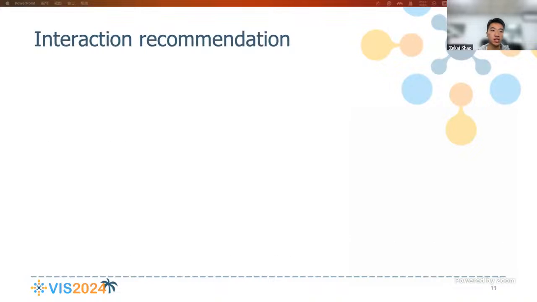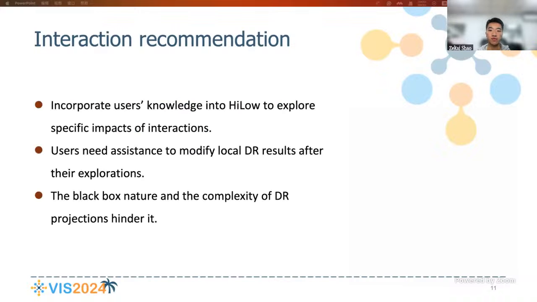So why do we need an interaction recommendation? Because when users explore our VA system, they know what and how distortions are in the projection process. But to further improve the interpretation of the results, users should be allowed to modify the projection results and explore the newly obtained results. So actually, the primary purpose of enabling user interaction in modifying results is to incorporate their real-time knowledge into the system. However, due to the black box nature and the complexity of the algorithms, users may require assistance or hints to modify local results.